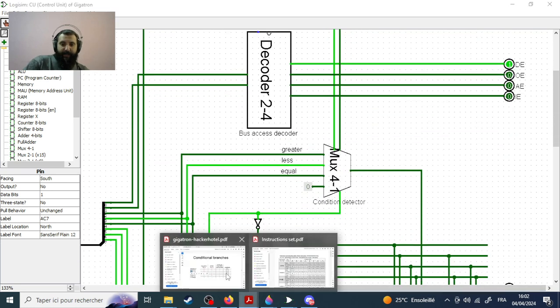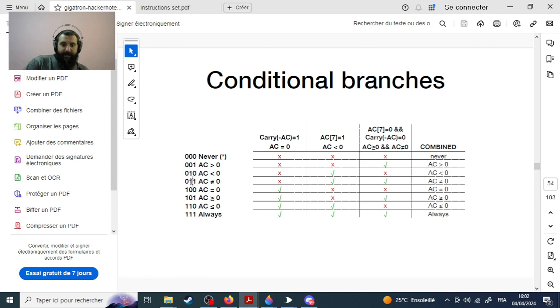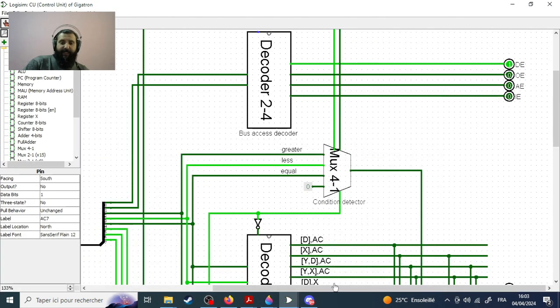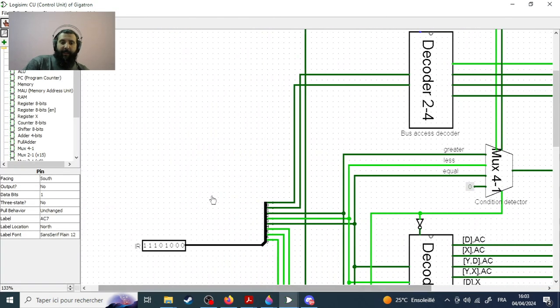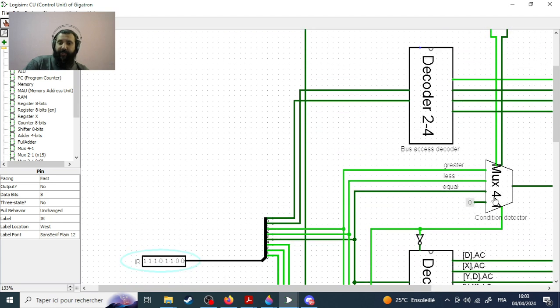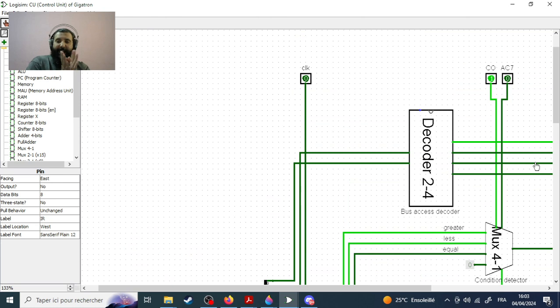Okay, let's try the next one. The next one is different. This is where we have an OR. We have an OR implemented by the multiplexer. We have two choices: the greater activated and the less activated. That means if IC is less, the condition is true, and if IC is greater, the condition is also true. It's a null condition. Did you understand that?